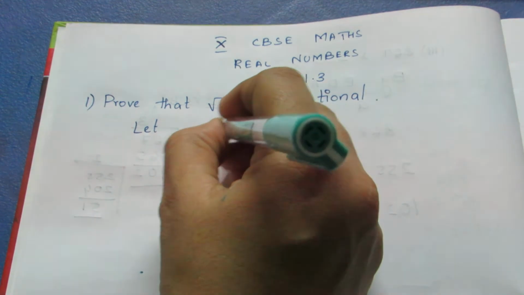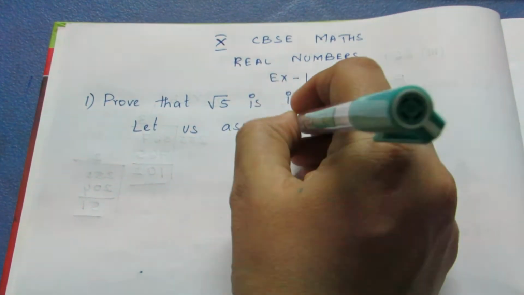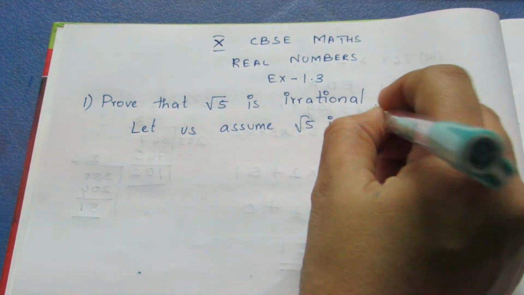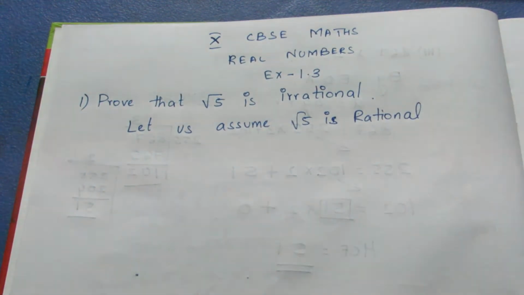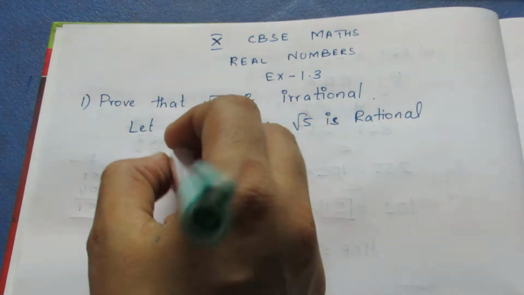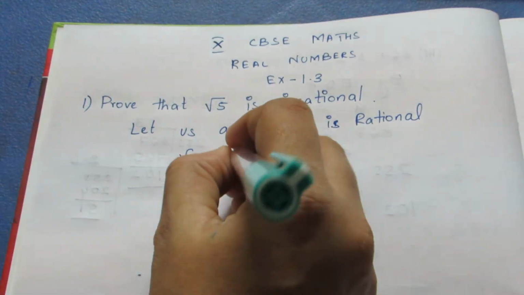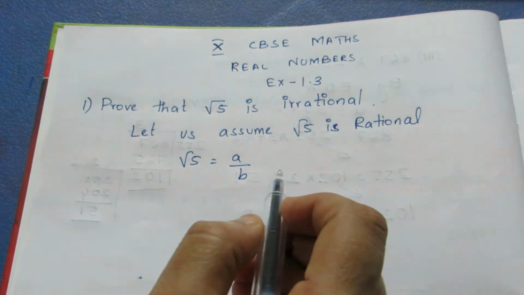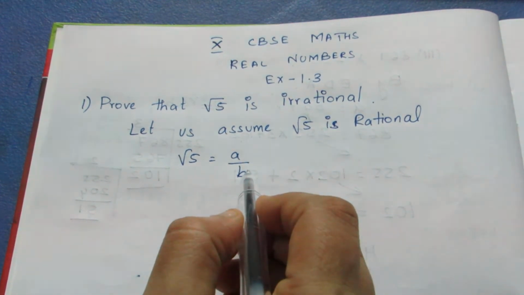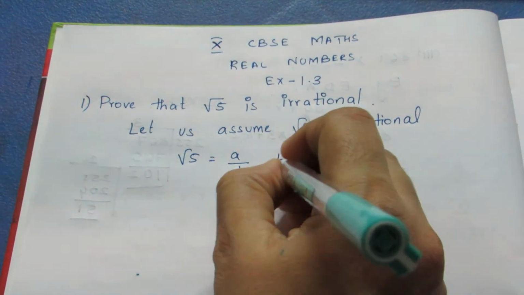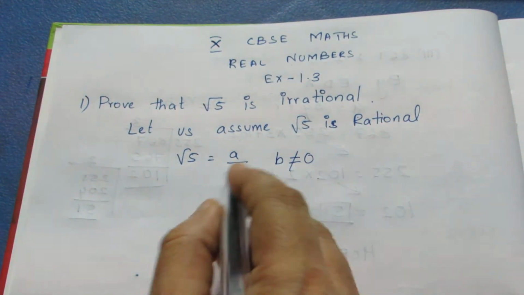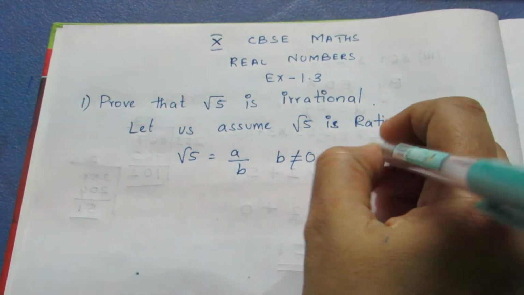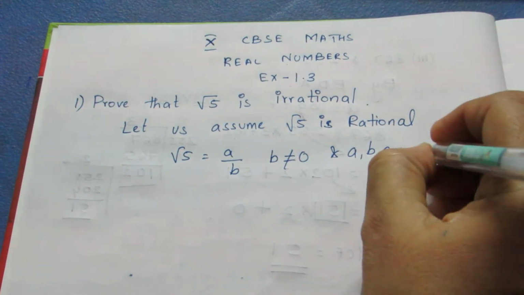Write it as, let us assume root 5 is rational. For a rational number, we know that it will be in the form p by q, right? So I am going to take root 5 to be a by b, or p by q, whatever you want you can write. If it is a by b, we know that b is not equal to 0, that is always your denominator will not be equal to 0, and a and b are co-primes.